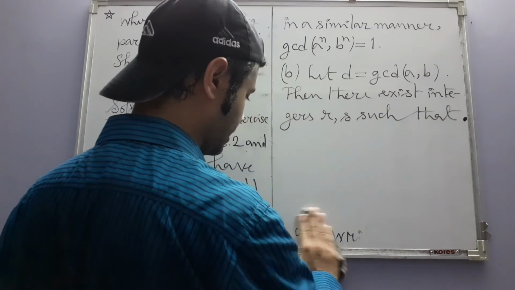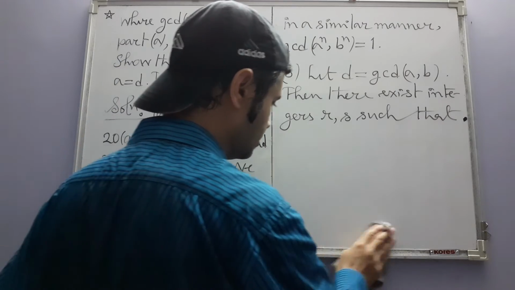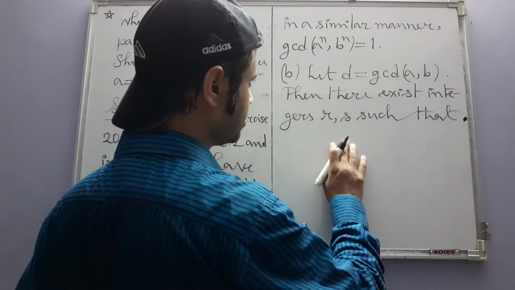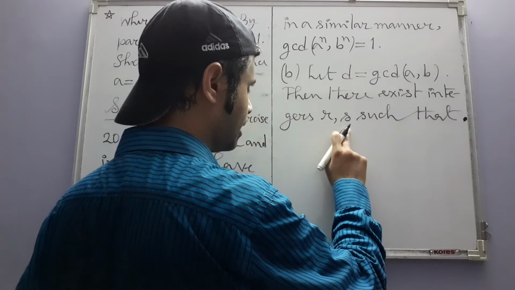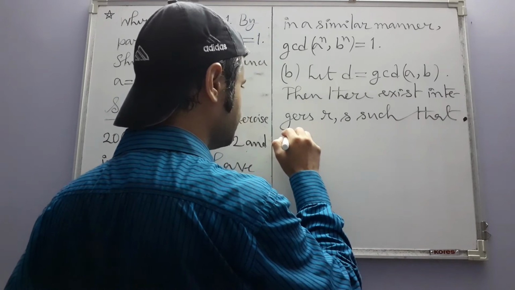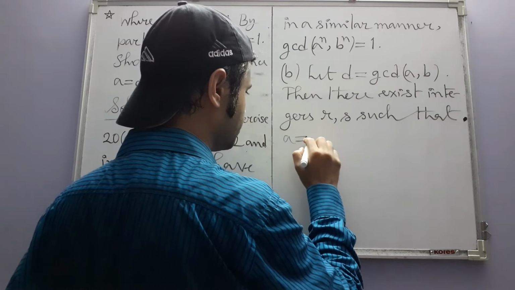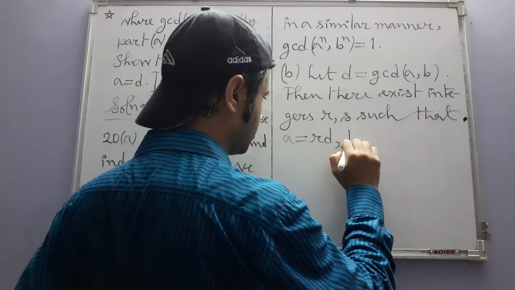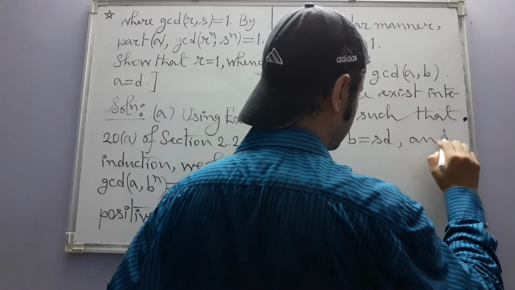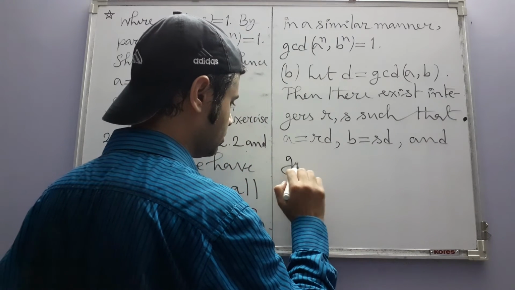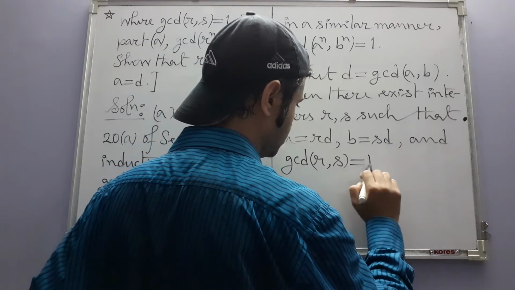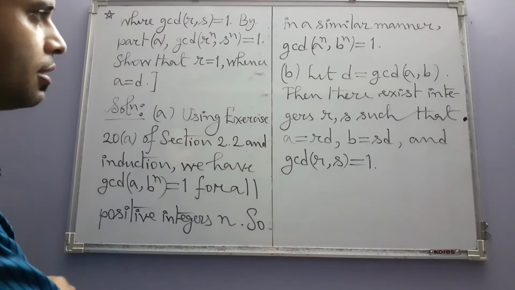The hint, of course, that's what we are writing here or using, but we are making the language a little bit more elaborate. We are going to say that the existence of R and S comes as a consequence of this itself. That's just it. Such that A is equal to RD, B equal to SD, and R and S are relatively prime. And this last bit is of course coming from a previous result.